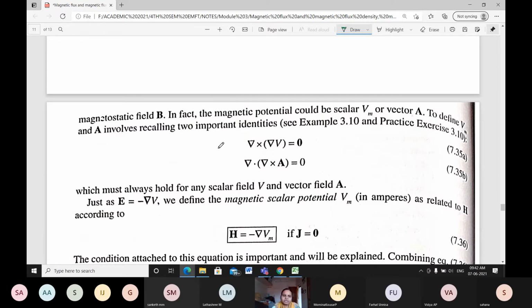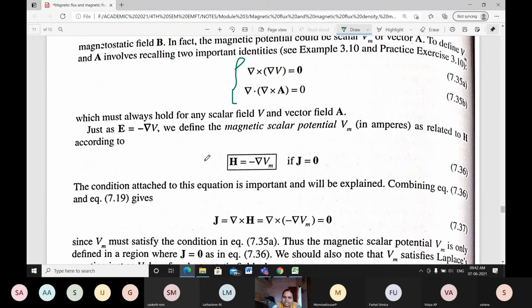To define Vm and A involves recalling two important equations. Del cross del V is equal to 0, and del dot del cross A is equal to 0, which we learned in the first module. Any scalar field and vector field satisfy the same equations. Then E is equal to minus del V.